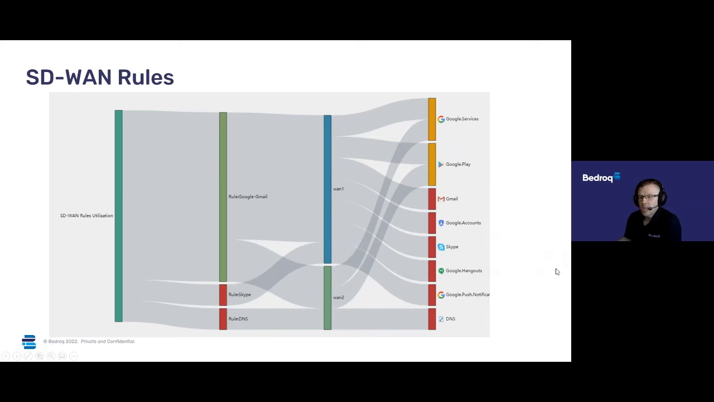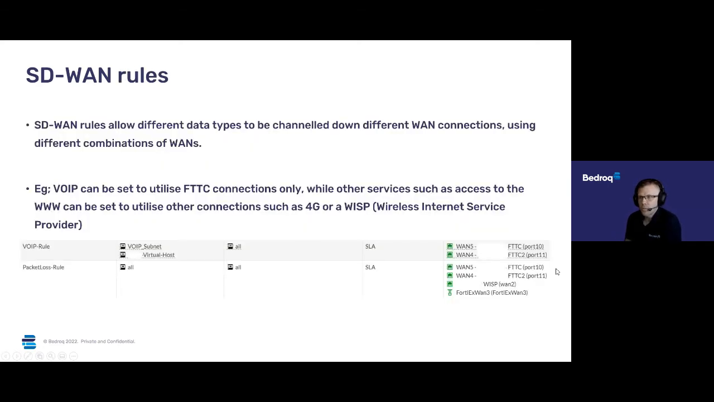So if we have a look at a bit more detail at some of those rules, the rules allow different data types to essentially be channeled down different WAN connections or use different combinations of WANs. And I'm going to show you a couple of rules a bit further down here. So in this example, we've got a VoIP rule, and we can see that it is triggered against SLA. It just says SLA. We'll look at that in a minute. And we can see that it's going to prefer the first FTTC connection, and then FTTC2, the second one, will be used as the secondary.